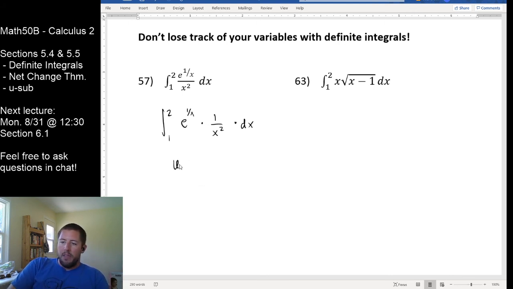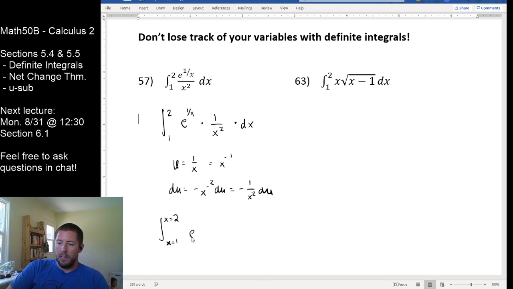So in this case, I see that u is 1 over x. That should give me that du. We know that this is like x to the negative 1. So our derivative says subtract 1 from the power, pop the power down. So negative x to the negative 2 du, also known as negative 1 over x squared du. So it looks like then we can rewrite this integral as the integral from, oh my gosh, so importantly, x is 1 to x is 2 of e to the u du.